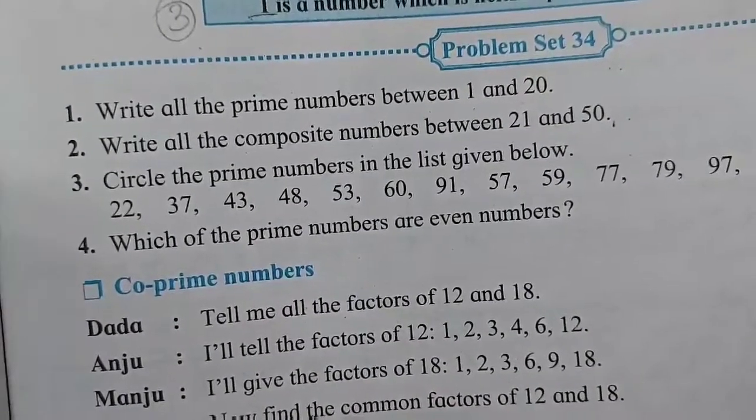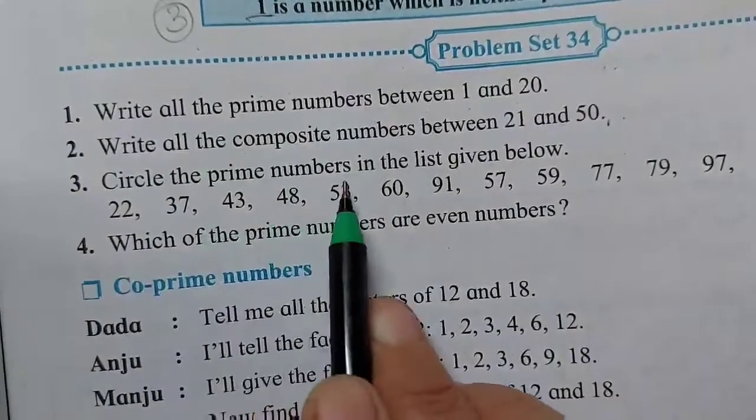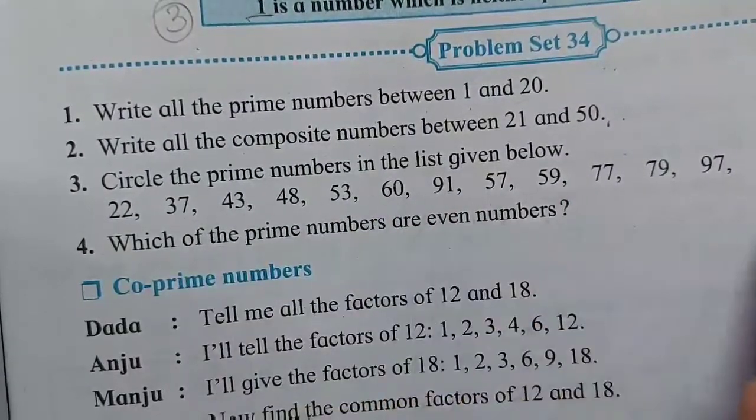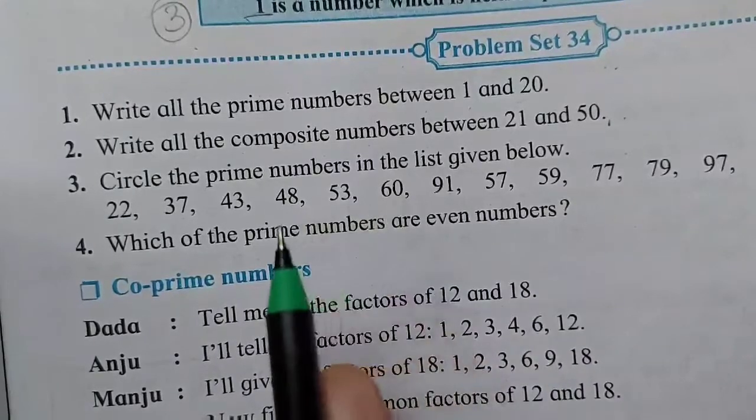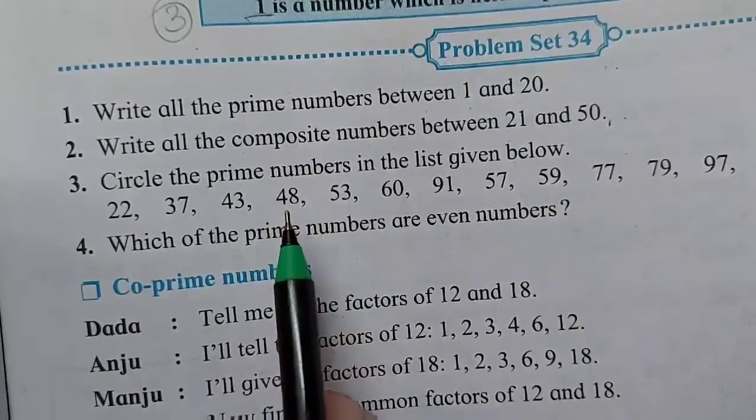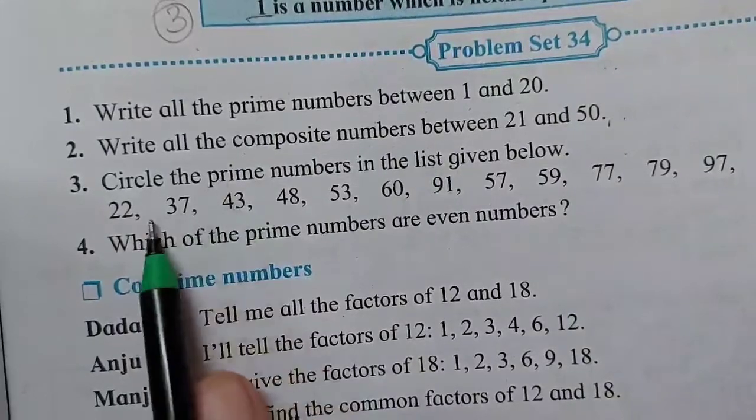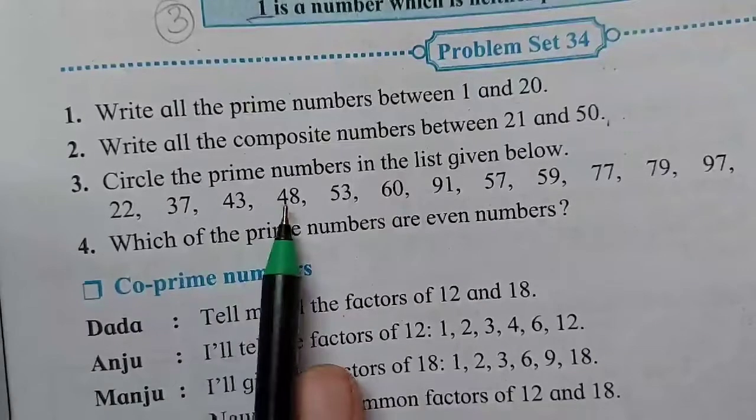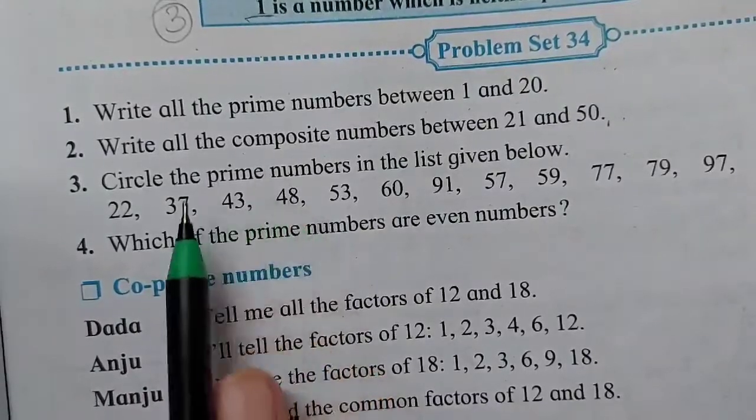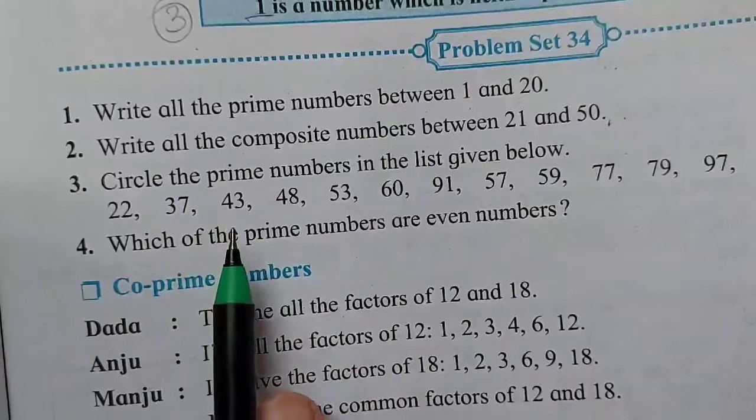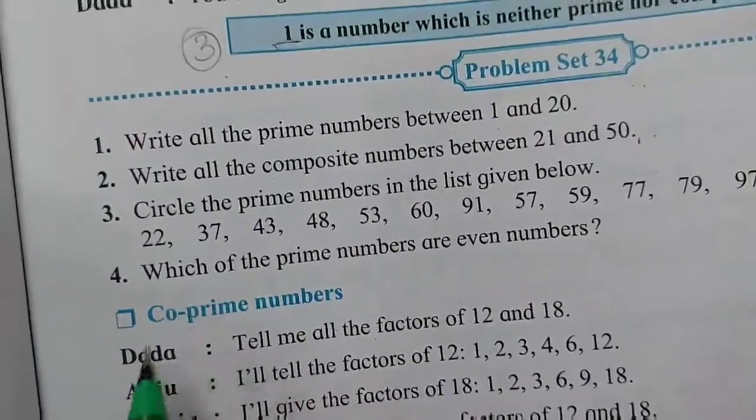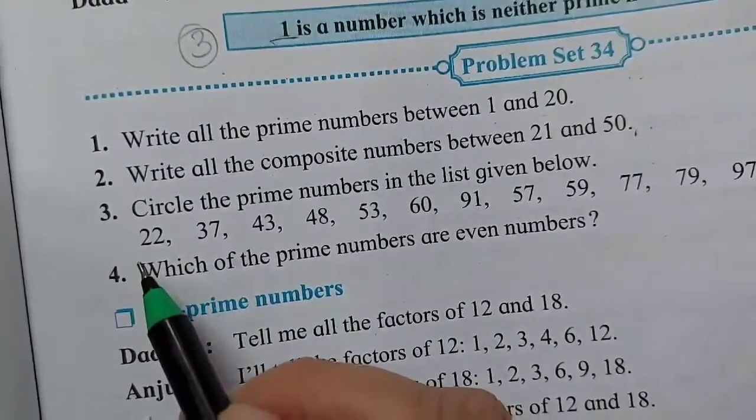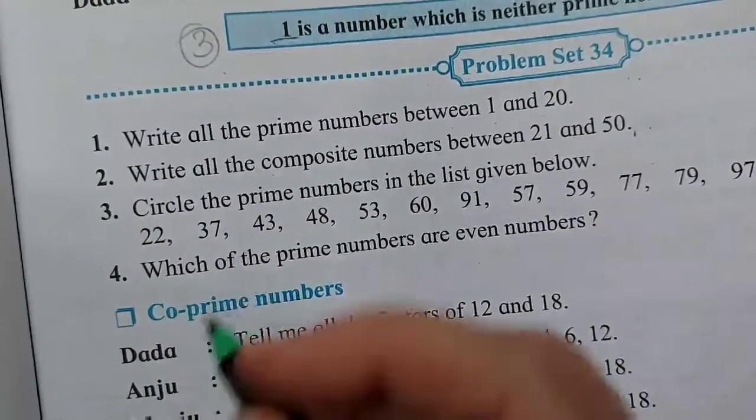Now children, coming to the third question, circle the prime numbers in the list given below. Now from these numbers we have to circle the prime numbers. So while writing it in the notebook, write all the numbers, leave space in between them as left here in the textbook, and then circle it with the pencil. Got it? Now 22 is a prime number? No, it comes in the table of 2 and 11 also. So we will not circle that.